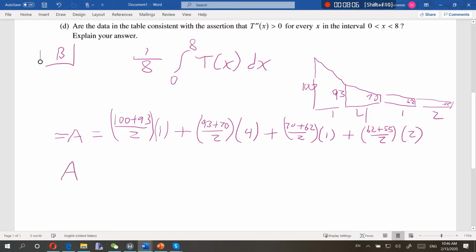Okay, then to get my area, I'm going to add all of those up. So I think I'm going to keep these over 2 for now. So this will be 193 over 2 plus this is 163 times 4 over 2 plus 132 over 2 plus this is 117, I believe.